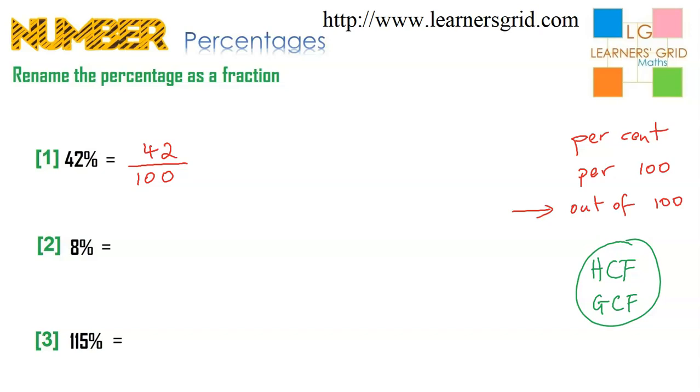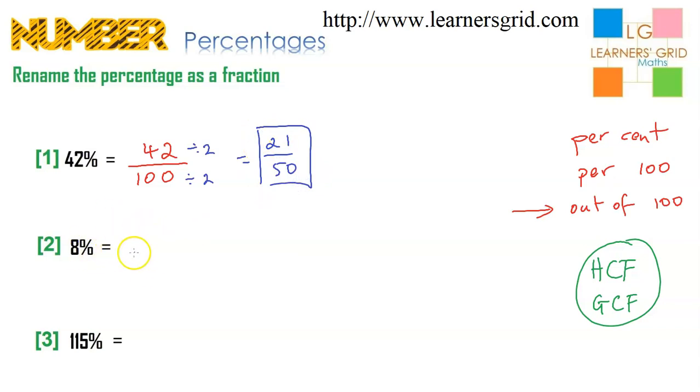Here's how we go about solving these problems once we do know what the highest common factor is. So the highest common factor of 42 and 100 happens to be 2, so we divide the numerator by 2 and we divide the denominator by 2. Whatever we do to the top, we've got to do to the bottom and vice versa. And so we end up with 21 over 50, and that's as simplified as it can get.